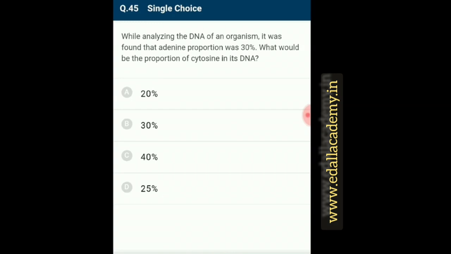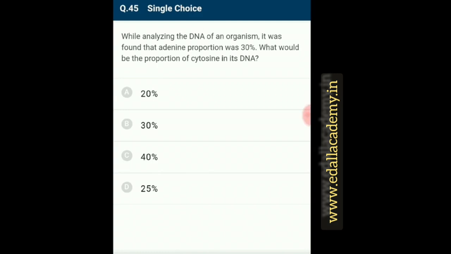The ratios between adenine and thymine and guanine and cytosine are constant and equal 1. This observation was given by Erwin Chargaff. A plus G equals T plus C, and A equals T, G equals C. Therefore, the percentages of adenine and thymine are the same, and those of guanine and cytosine are the same. Guanine is equal to cytosine, it is 20%.